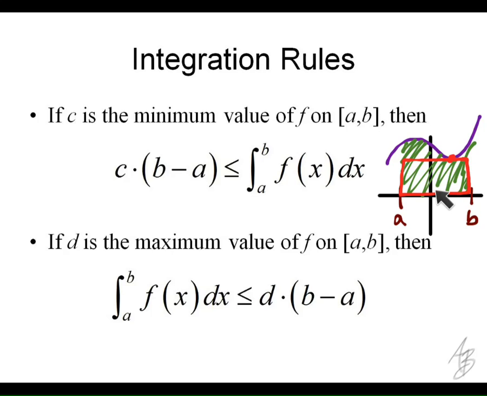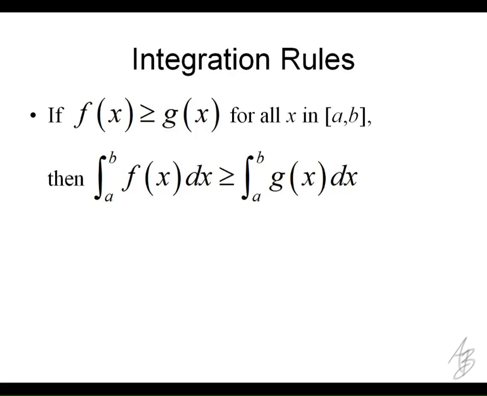This one right here is the same thing, but it's saying for the maximum value. If you take the maximum value times the width of the interval, well, I'll just draw it here. Here's the maximum value. So there's the maximum value times the width of the interval. That's going to be bigger than the integral. Pretty easy, right?